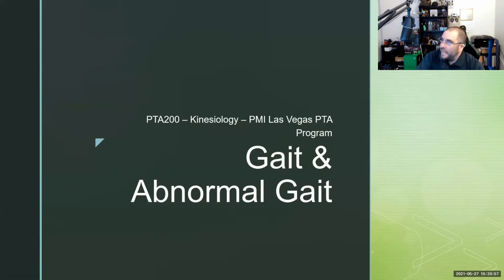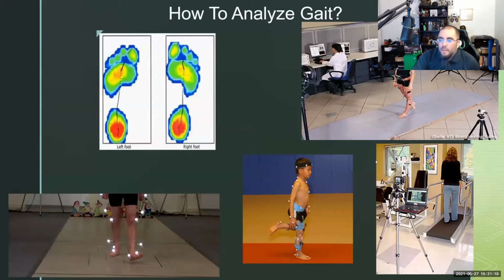All right, when I say Gait, and again, we're switching to Kines, I just want to stress that again. When I say Gait, what does Gait mean? The way someone walks. Good. That's as simple as it gets. It's the fancy term for walking, right? So how can we analyze Gait? There are all kinds of ways we can analyze Gait.